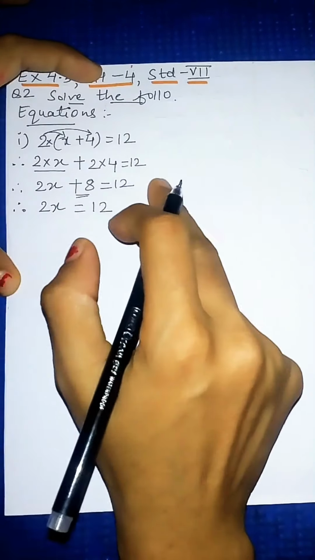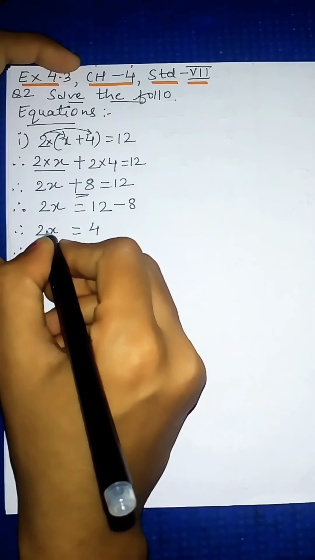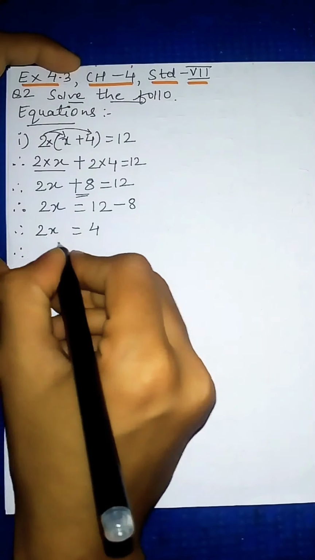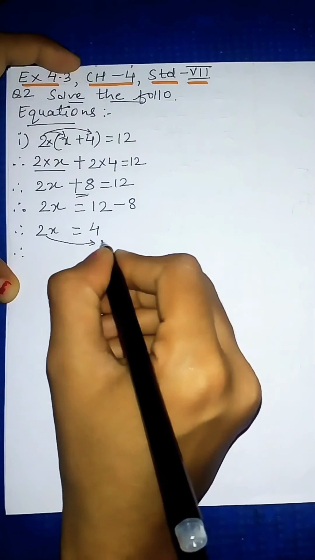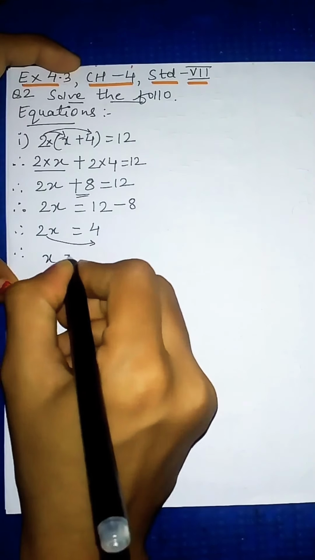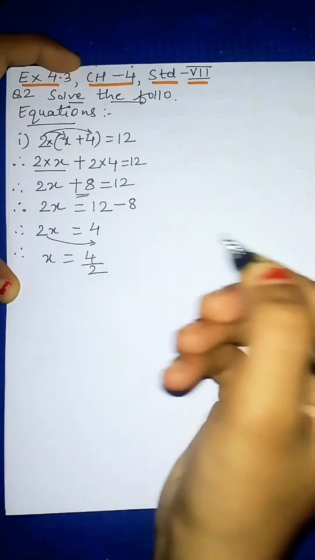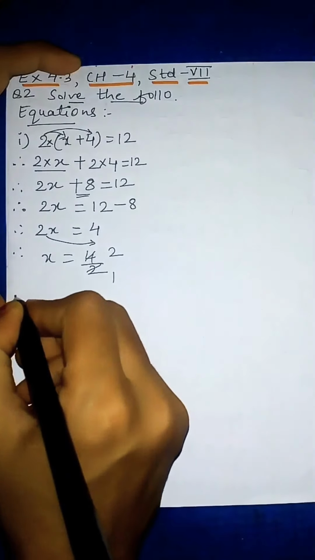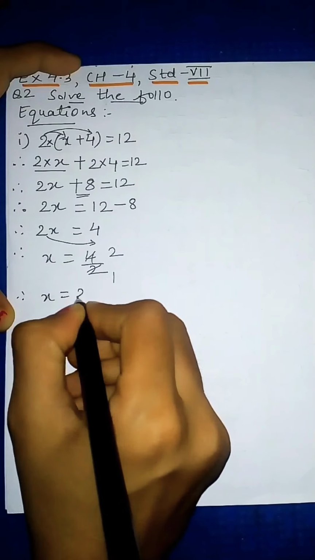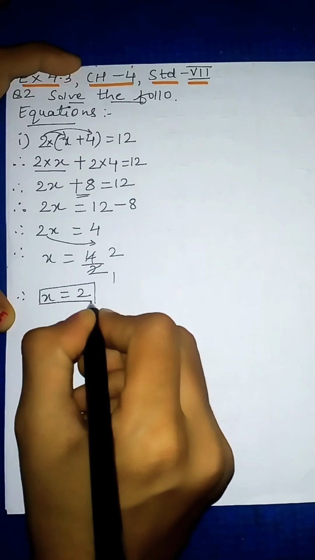Now 2x, here the multiplication sign is there, so where will this 2 go? It will go to division. So this 2 will come here in the denominator. So x equal to 4 upon 2. 2 ones are 2 and 2 twos are 4. So x equal to 2 is left. This is our answer.